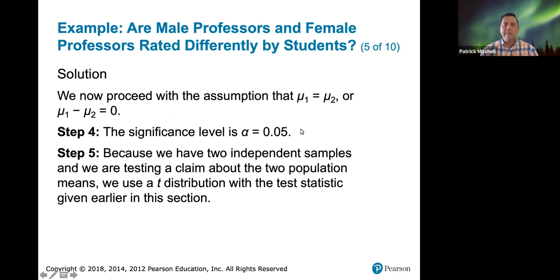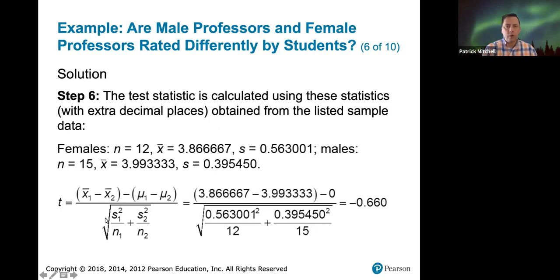The significance level was given to be 0.05, and because we have two independent samples and we're testing a claim about the two population means, we will use a t-distribution with the test statistic that you saw earlier, which is this one right here.